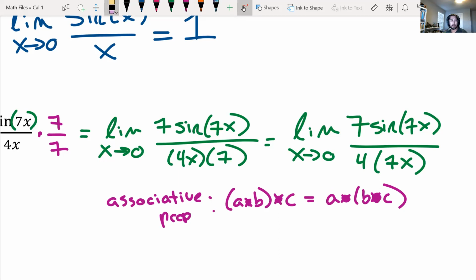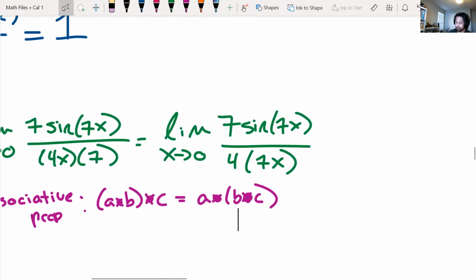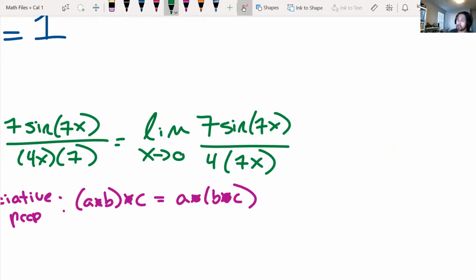So does that make more sense now? Yes. Mind-blowing, right? Okay. And then I'm going to use another limit property here. I'm going to take these 7/4 and move them where? Outside of the limit.